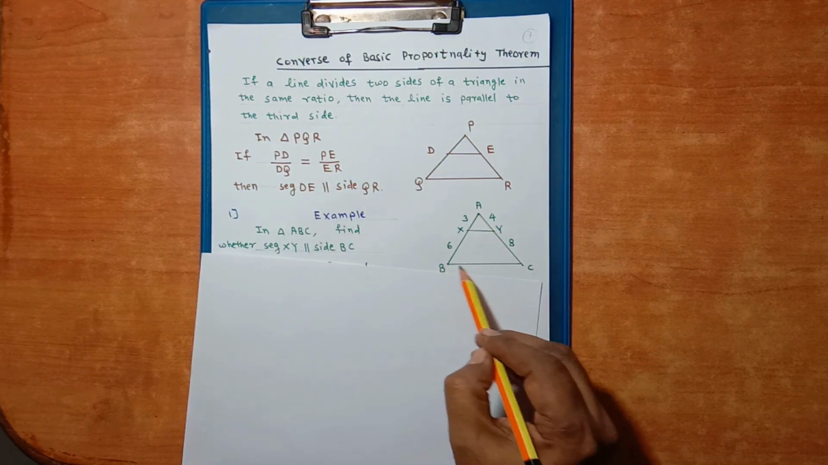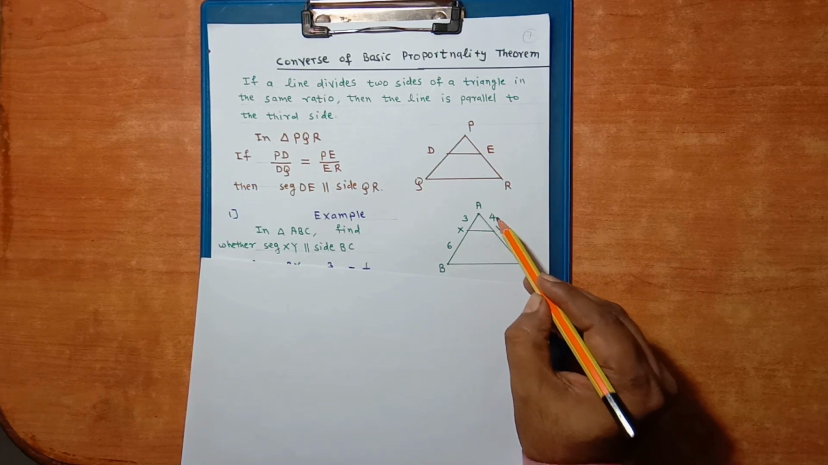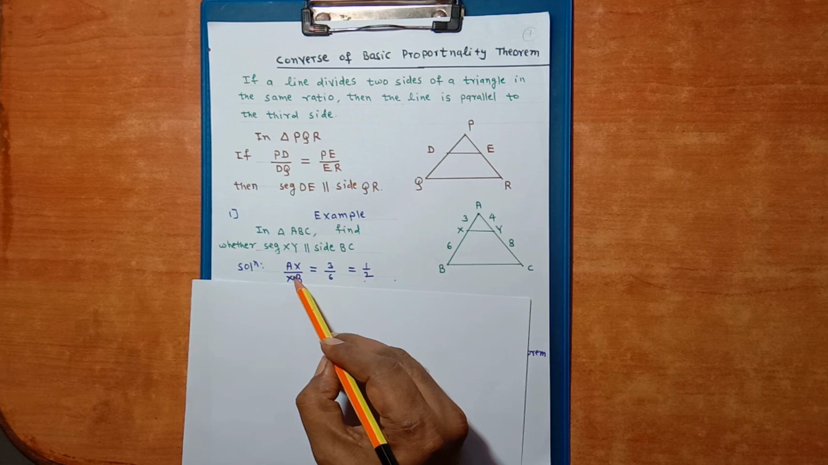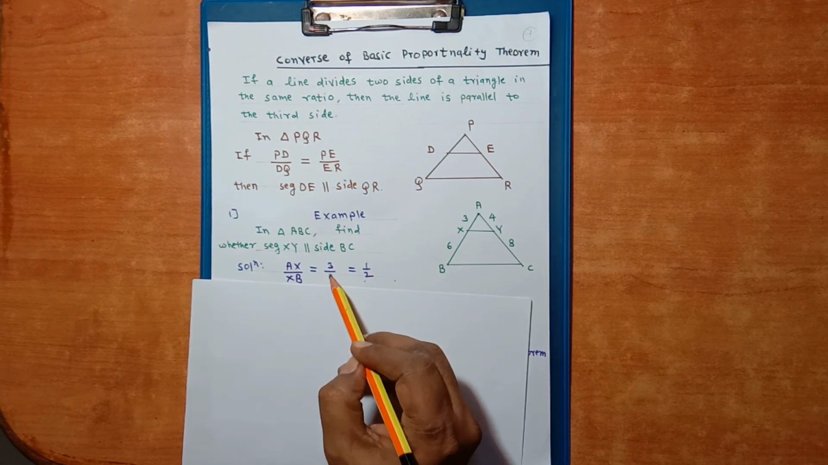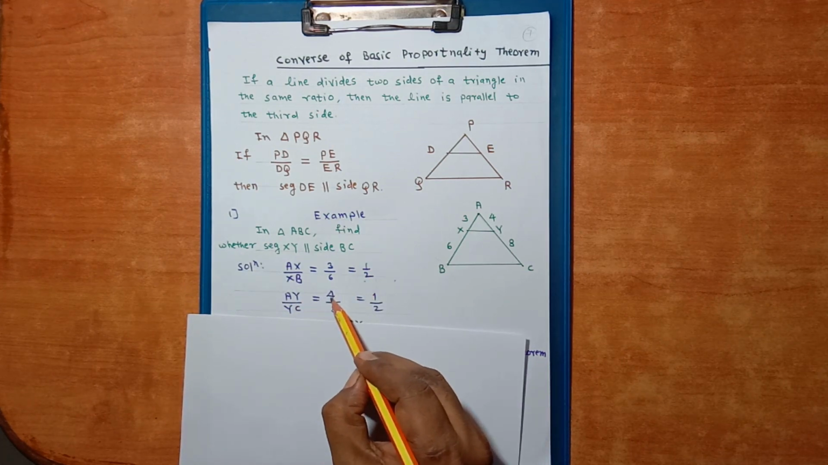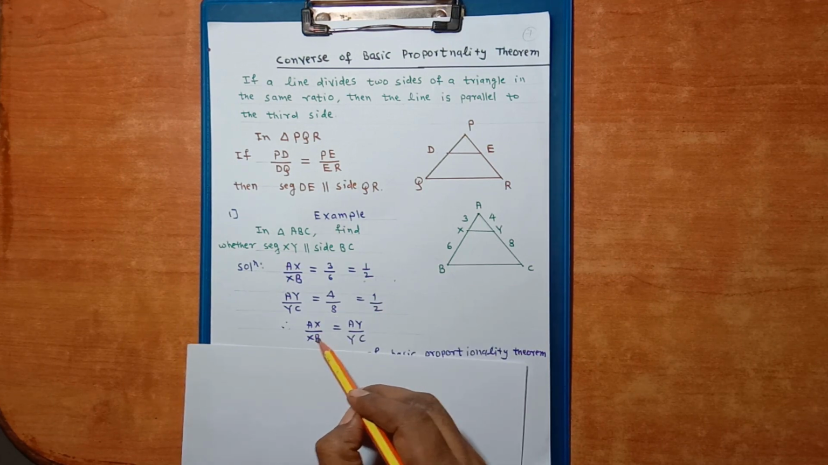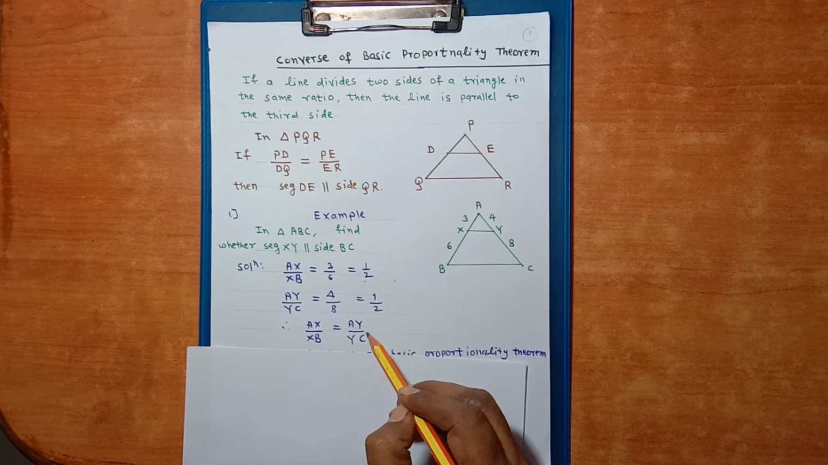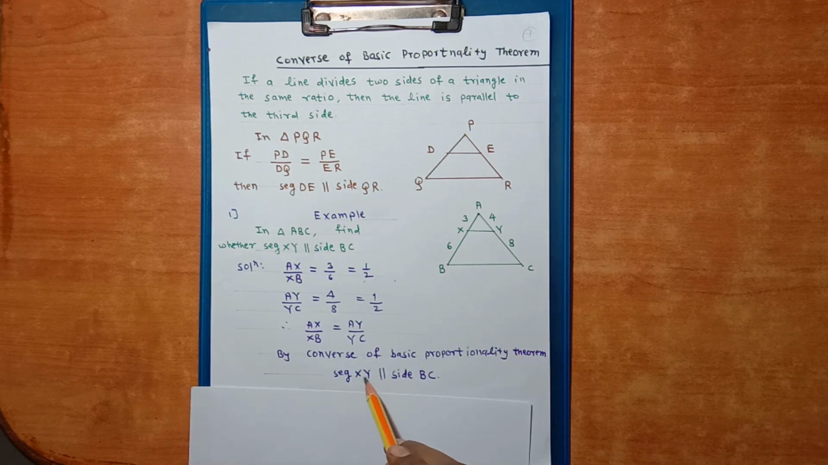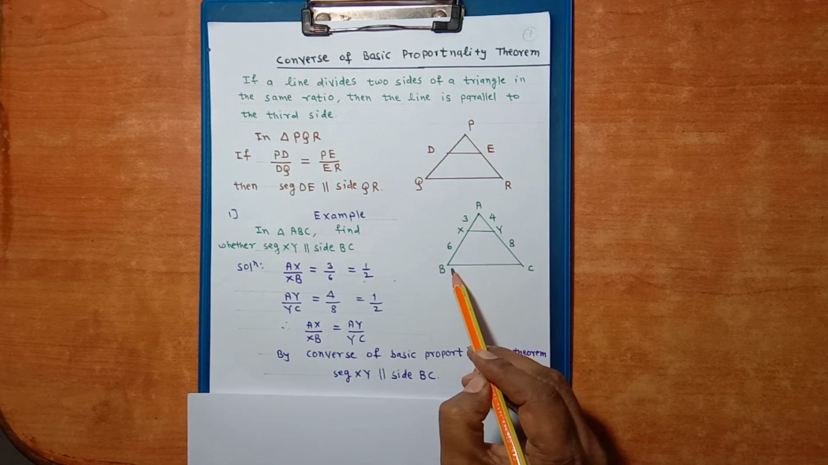In triangle ABC, AX is equal to 3, XB is equal to 6, AY is equal to 4 and YC is equal to 8. Now AX upon XB, value of AX is 3, XB is 6, 3 upon 6 is 1 upon 2. Similarly, AY upon YC is equal to 4 upon 8. After simplifying we get 1 upon 2. So AX upon XB is equal to AY upon YC. So we can say that by the converse of basic proportionality theorem, segment XY is parallel to side BC. Here is XY, here is BC. Both are parallel to each other.